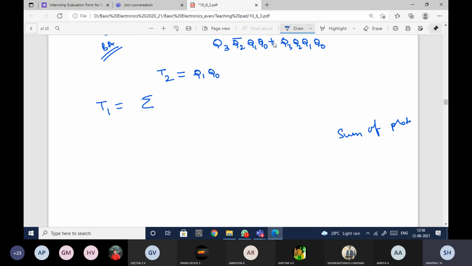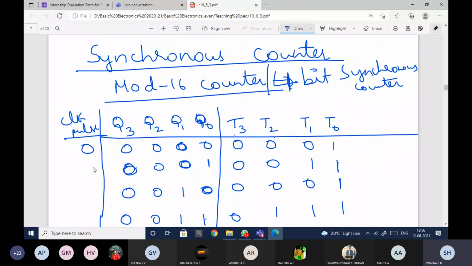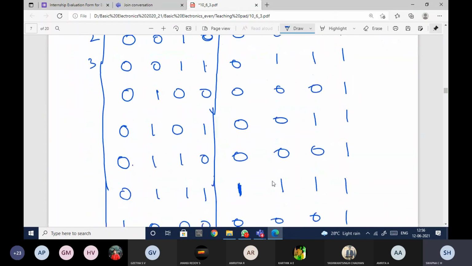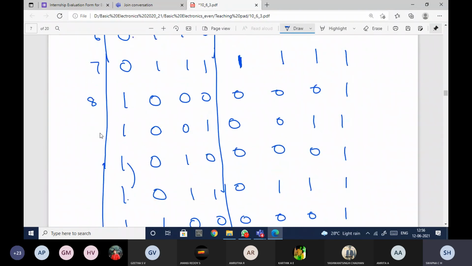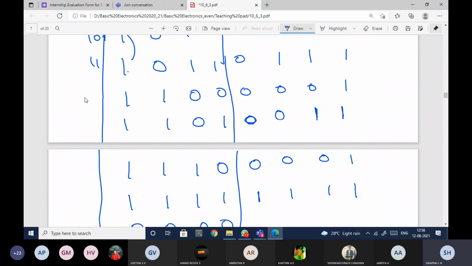Okay, it is nothing but addition, the sum of all the product terms, right? Sum of products can be generally denoted as summation. And if you just observe, this value is equivalent to 1, 2, 3, 4, 5, 6, 7, 8, 9, 10, 11, 12, 13, 14, 15.